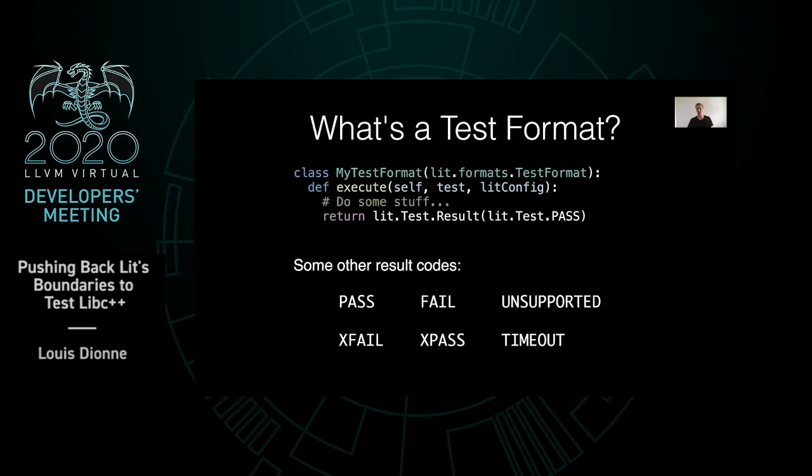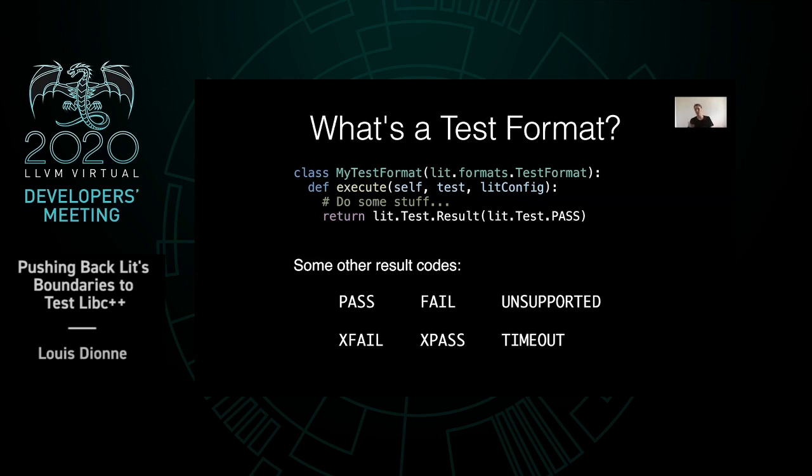So like I said, the test format is essentially just a Python class with an execute method. So when lit discovers the test, it then creates a Python object representation of each test. And then it's going to call the execute method of your test format on each test, right? So the test format only has to specify how to run a single test. And then lit is going to do that, maybe 20 cores at a time and so on.